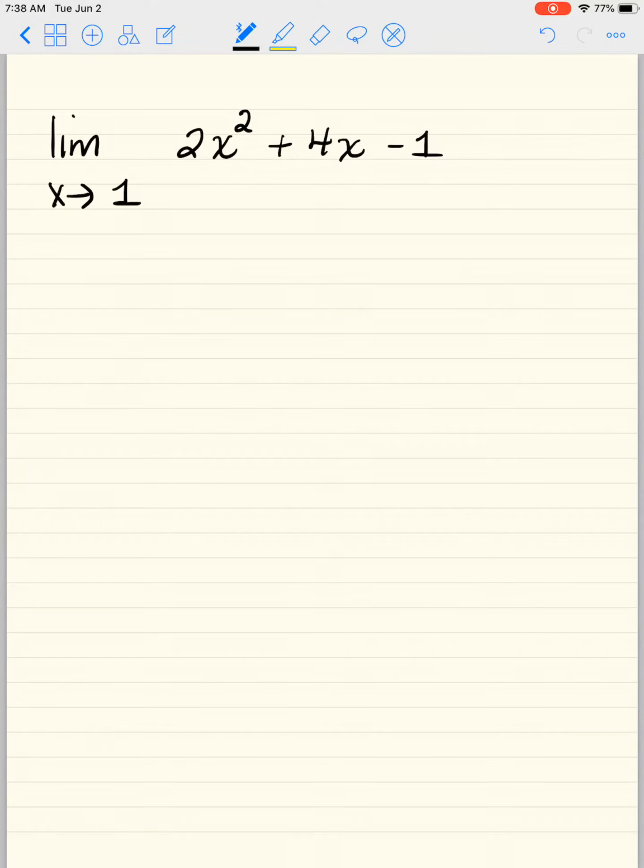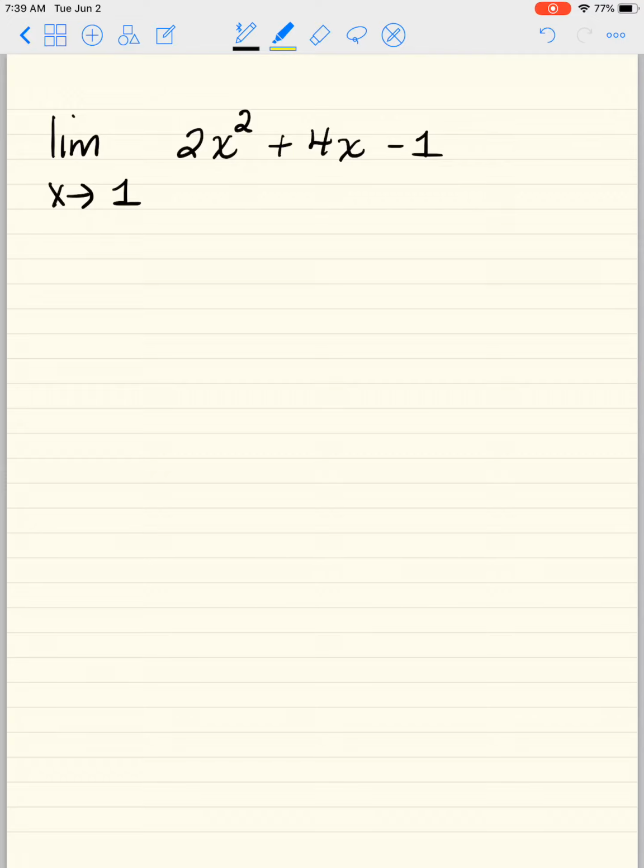Hey guys, welcome back. We've been working on limits for a few days now. We have looked at it graphically and algebraically. We have been performing some limit rules or some limit properties without even thinking about it. So what I mean by that is this.